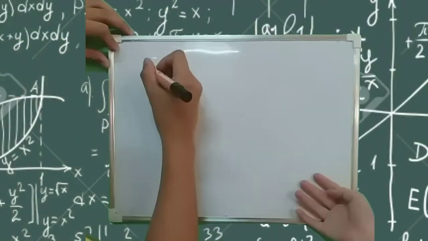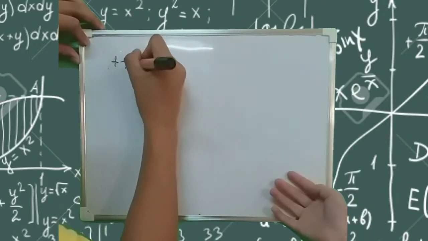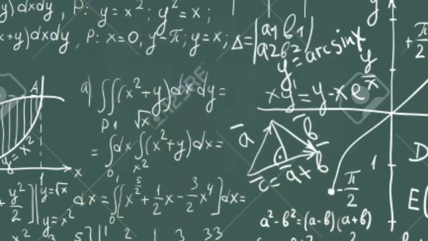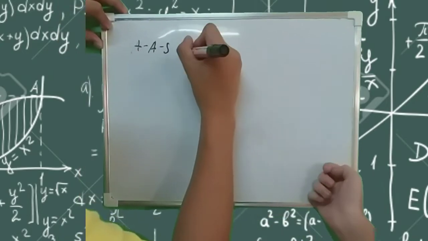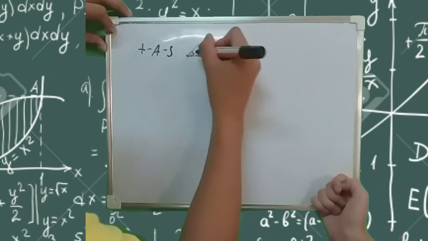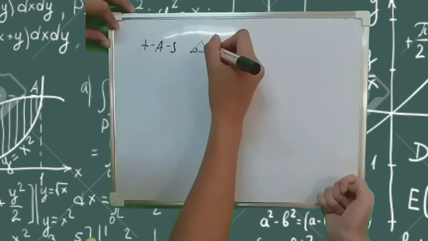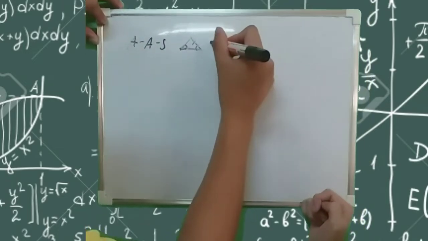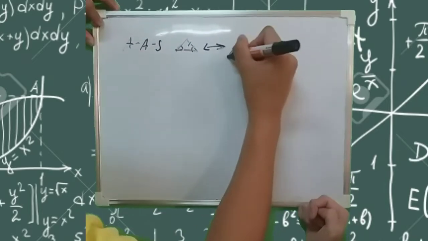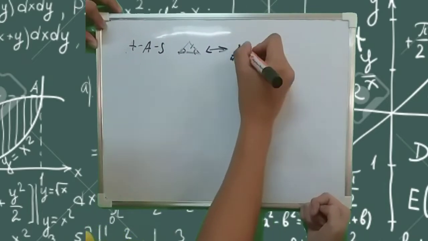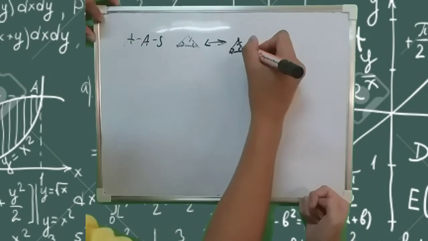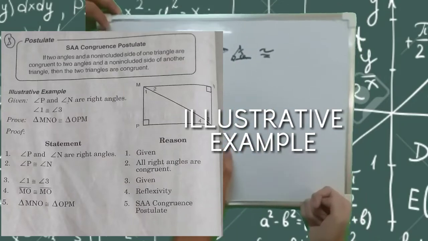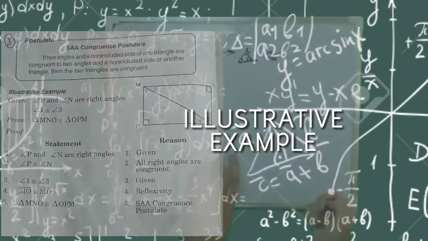So the fourth is AAS, and it stands for angle, angle, side. It states here that if two angles and a non-included side of one triangle are congruent respectively to two angles and a non-included side of another triangle, the two triangles are congruent. So this is the fourth postulate.